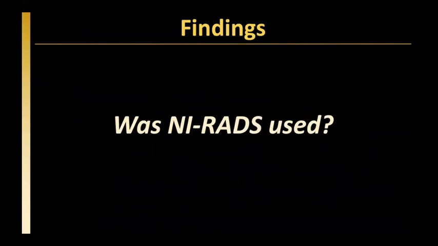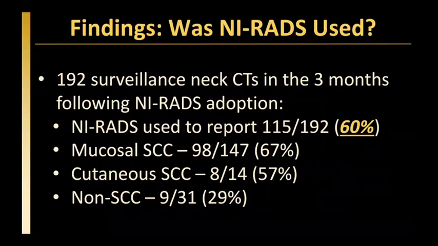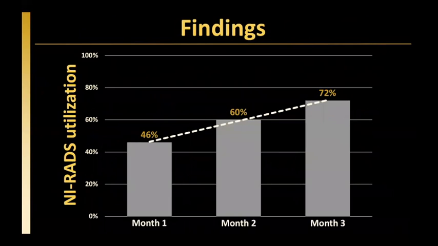Now let's turn our attention to the question of whether NIRADS was actually used. In the 3 months following NIRADS adoption, 192 head and neck cancer surveillance neck CTs were performed, of which NIRADS was used to report 60%. The usage rate of NIRADS was highest among mucosal squamous cell carcinoma primary malignancies and lowest among non-squamous cell carcinoma head and neck primary malignancies. When stratified by month following optional NIRADS adoption, usage rates were lowest in month 1 and steadily increased over time. This is to say, the radiologists were choosing to use NIRADS with greater frequency over time.